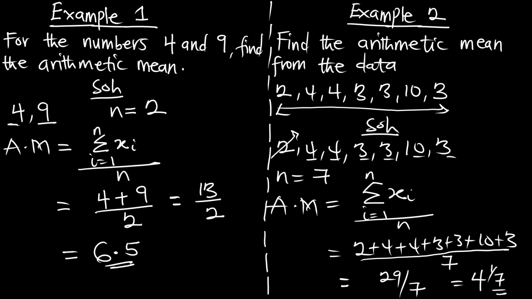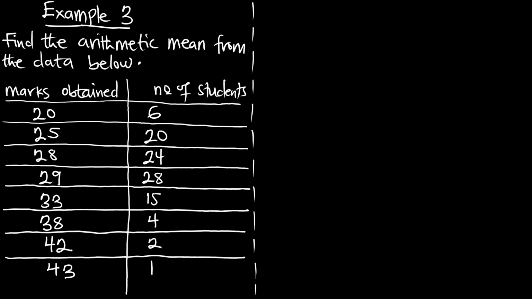Now let's look at this form. Find the arithmetic mean from the data below. This is a grouped form where we are saying the marks obtained to the number of students. So here we mean for 20 marks, there are 6 students that obtained 20. If you have time, you can write 20 up to 6 times, and write 25 also 20 times. But you see, it's a lot of work. So we try to group them for easy analysis.